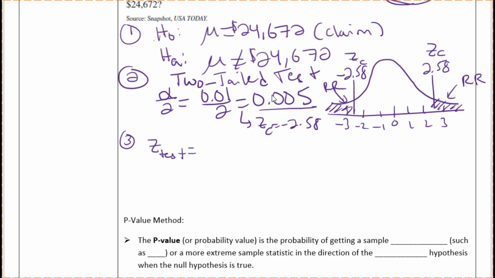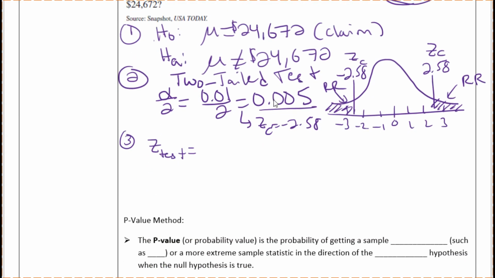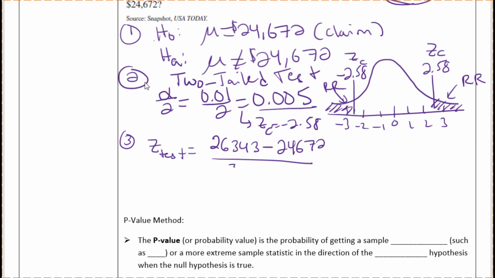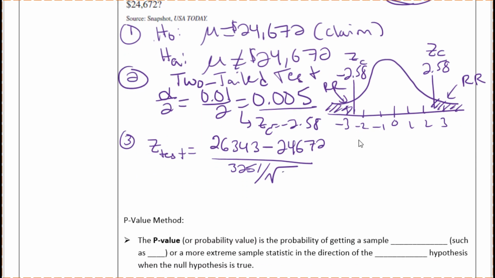So we're going to calculate our test value. x bar minus mu, so our x bar in this example is 26,343 minus mu, divided by standard deviation, which is 3251, over square root of the sample size. We're doing it for 35 stroke victims. So you plug this in the calculator, you get a z-score of 3.04.